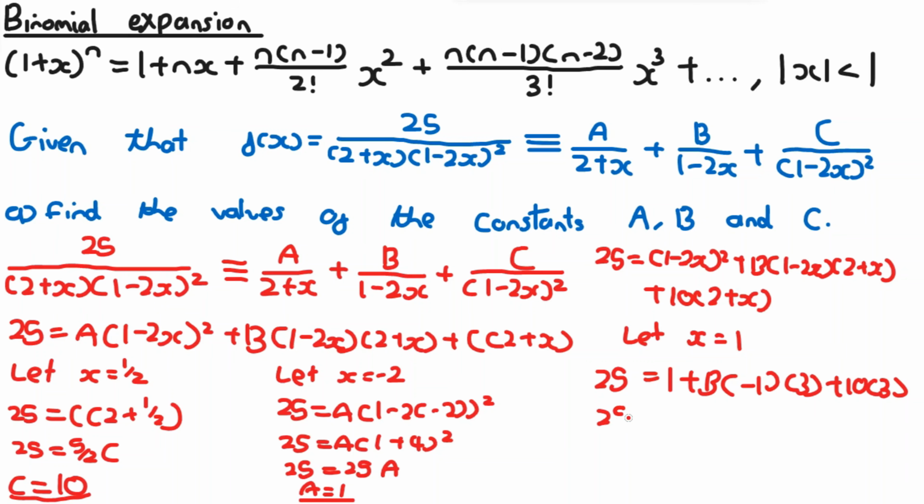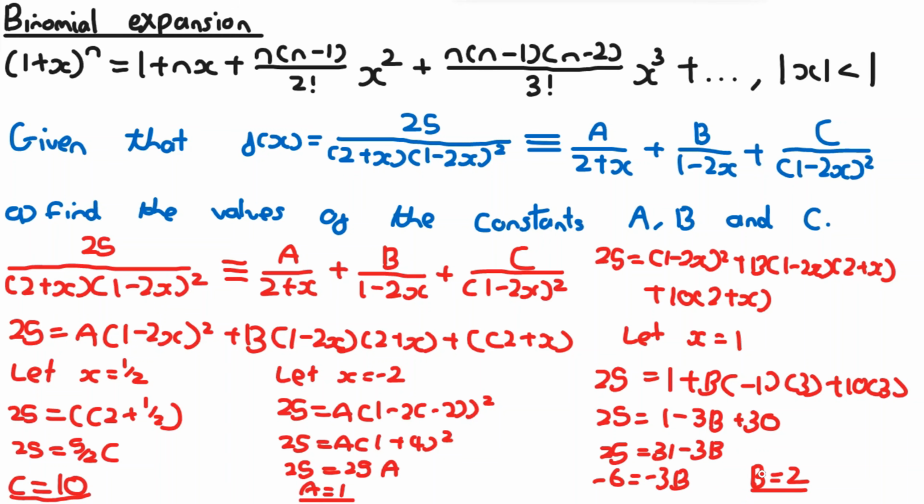Do some simplifying, so it's going to be 25 is equal to 1, minus 1 times 3 is minus 3, so it's going to be minus 3b, and then plus 30 like this, so it's going to be 25 is equal to 31 minus 3b. Move the 31 onto the other side to get minus 6 is equal to minus 3b, and divide both sides by minus 3 to get b is equal to 2.